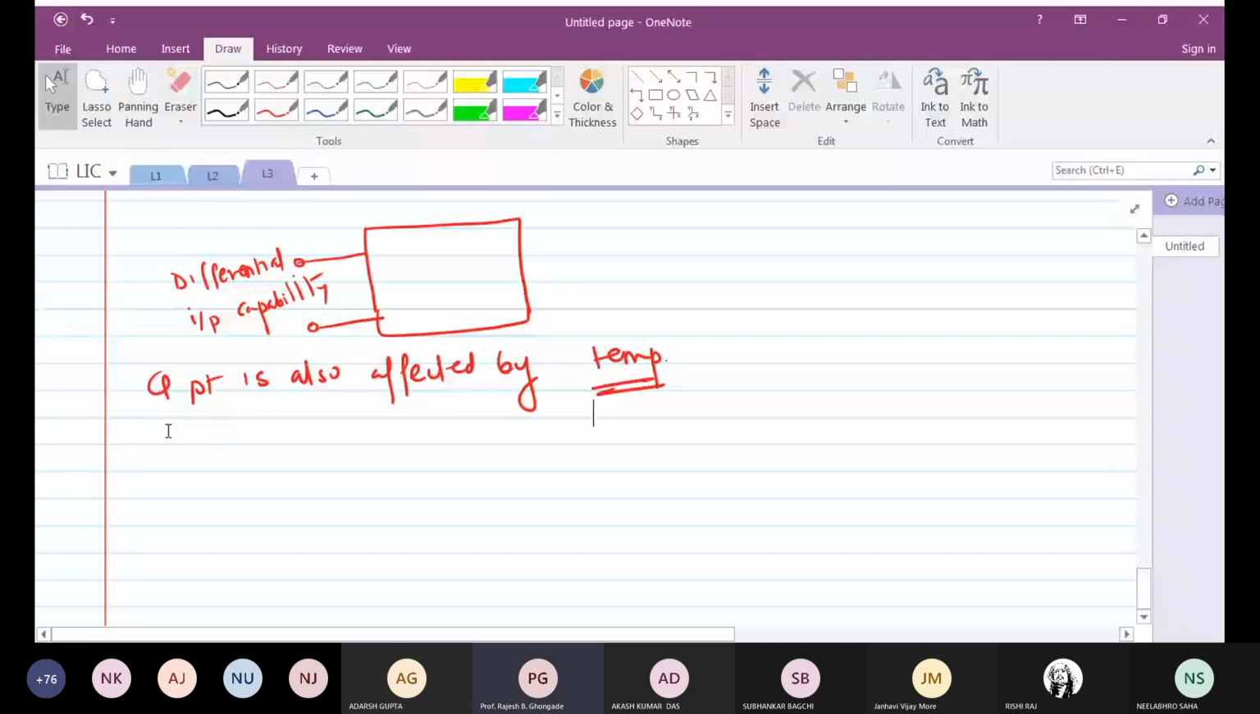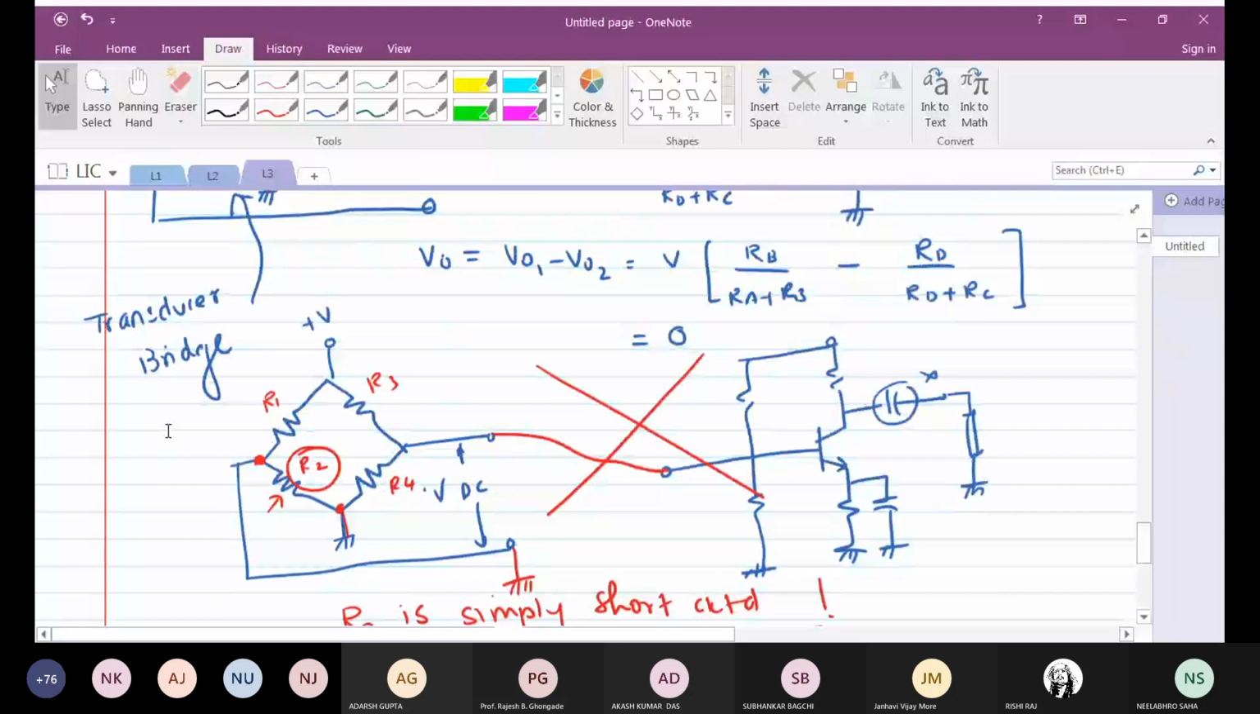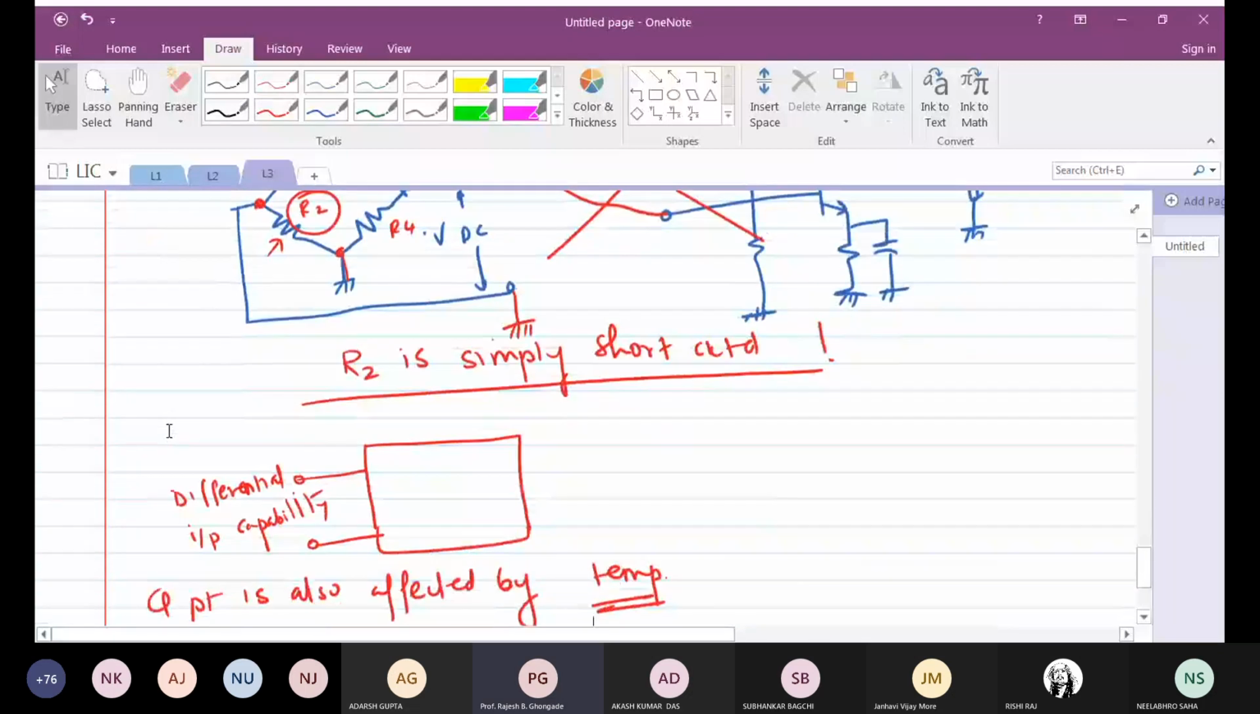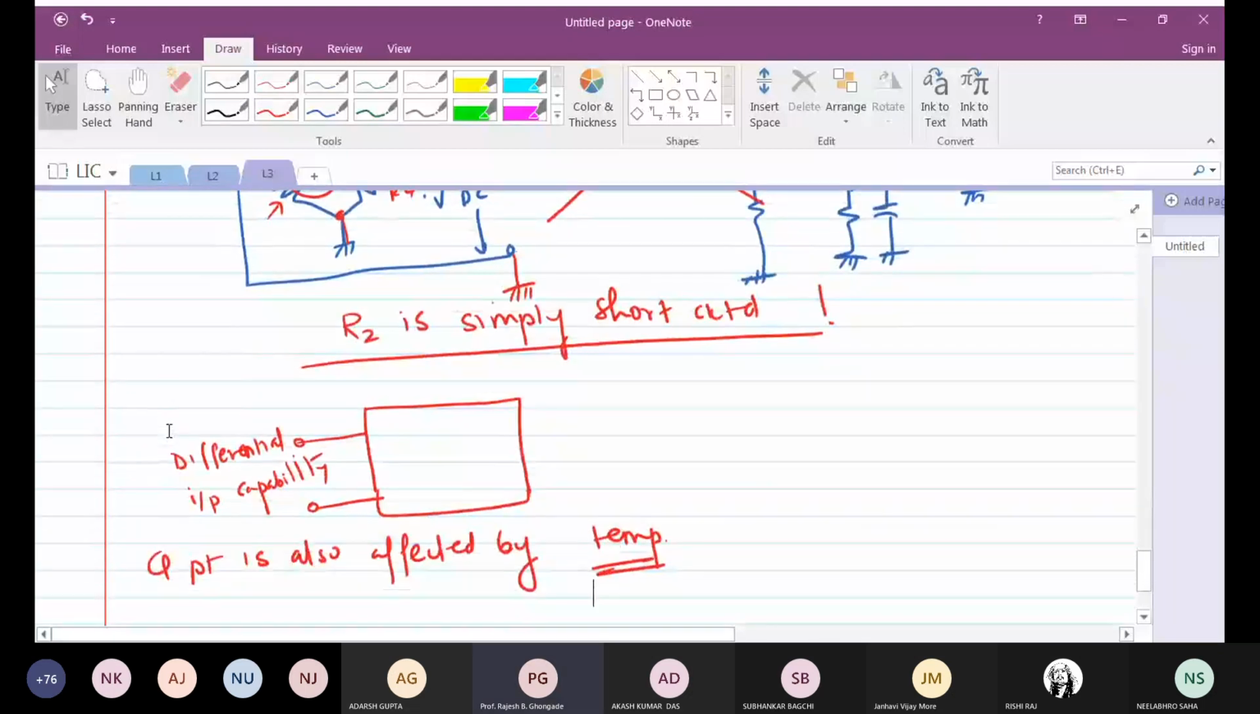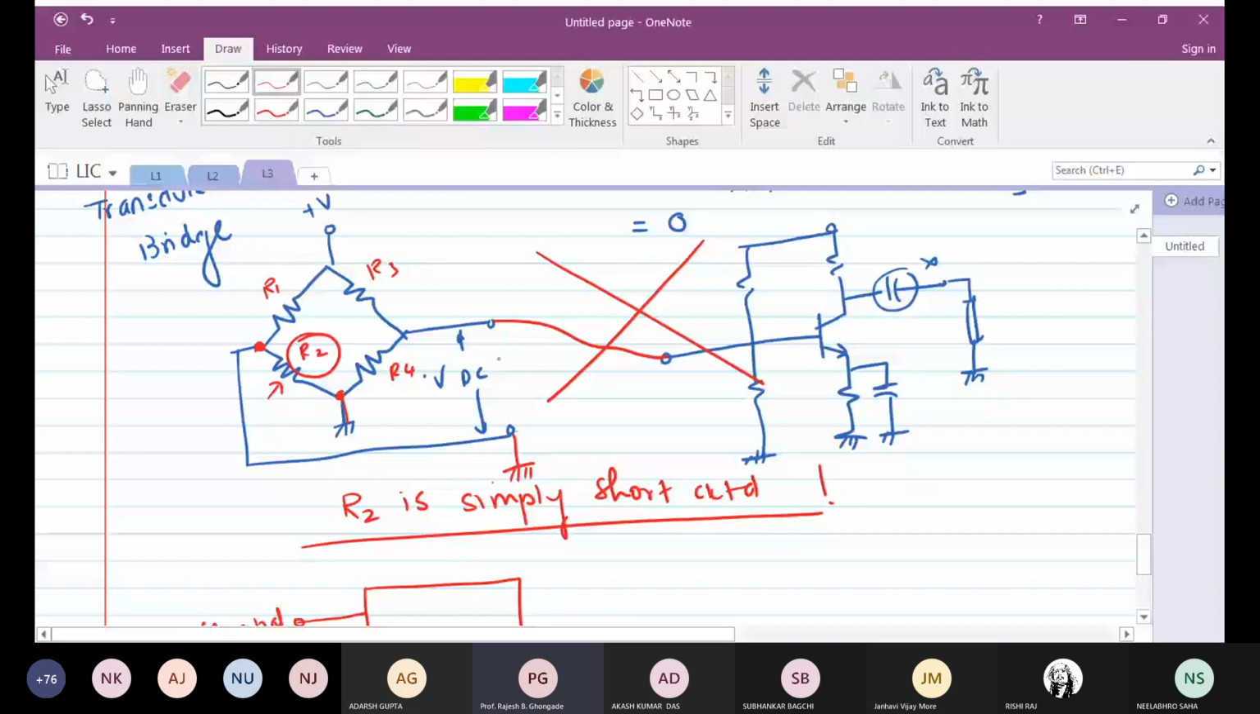One more problem is there. What is that? Direct coupling cannot be done.